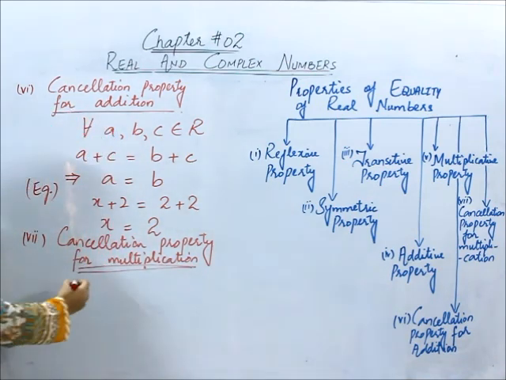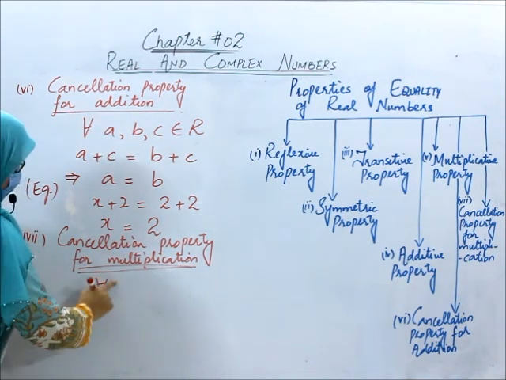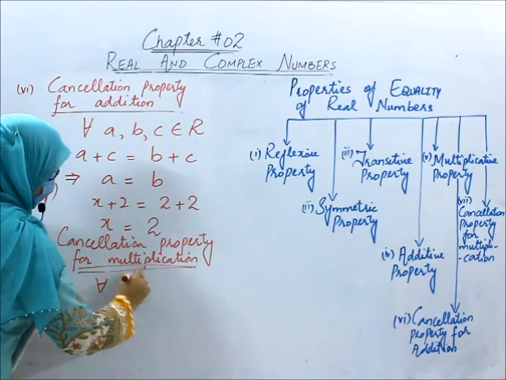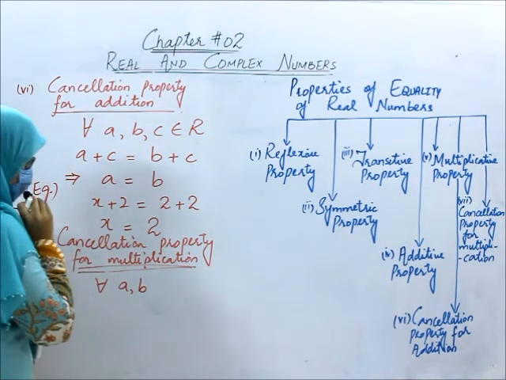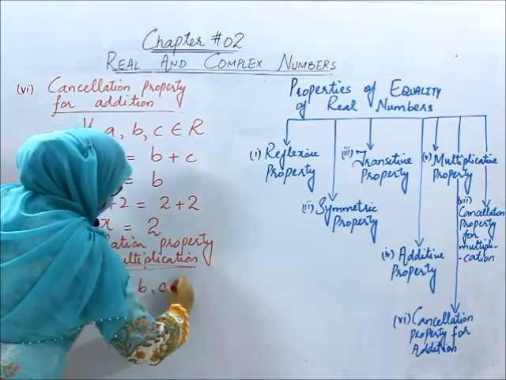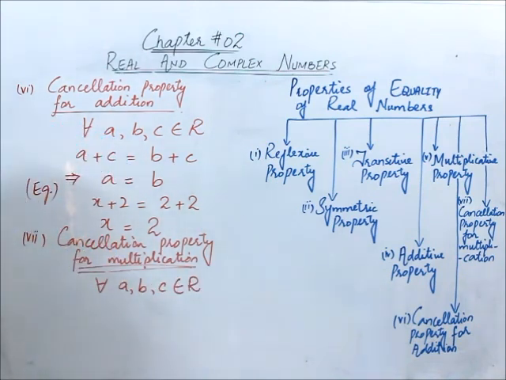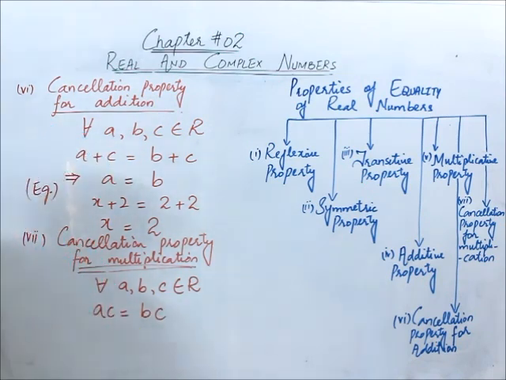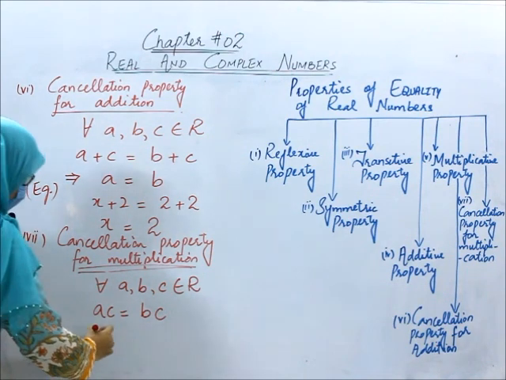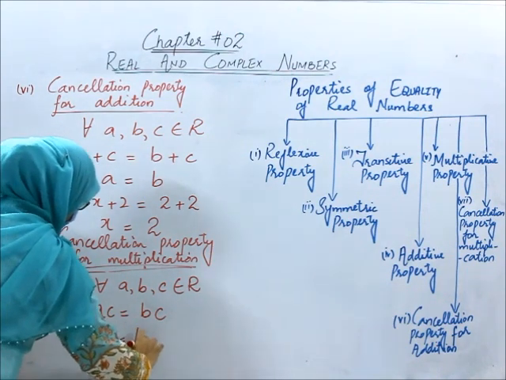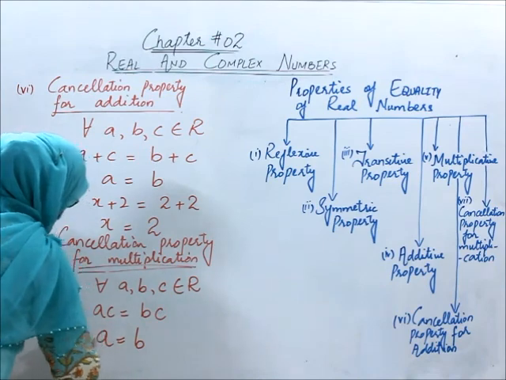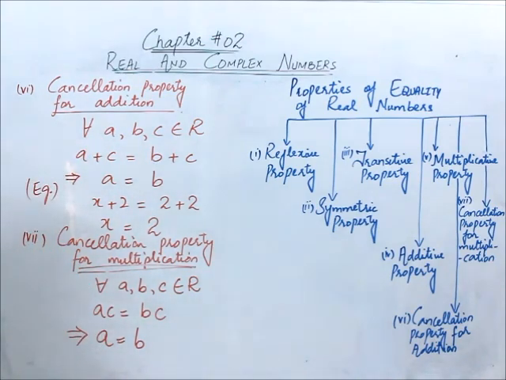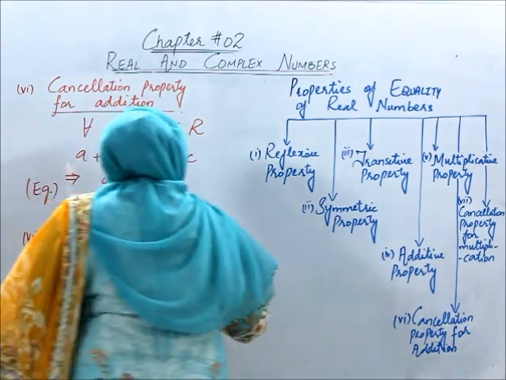This property says for all a, b, c which belongs to the set of real numbers. So this property says if a into c is equal to b into c. Now can we cancel c from both sides? Yes, we can. This property says we can directly write it as a equals b.